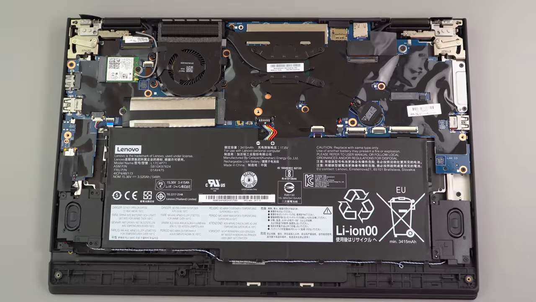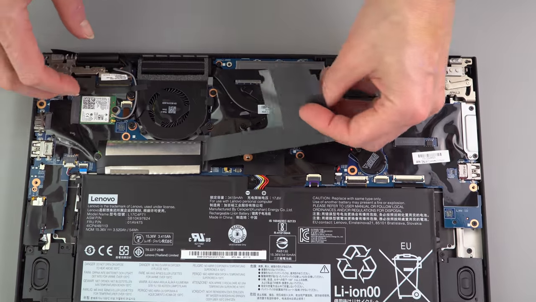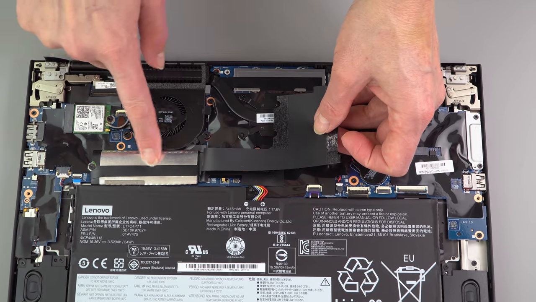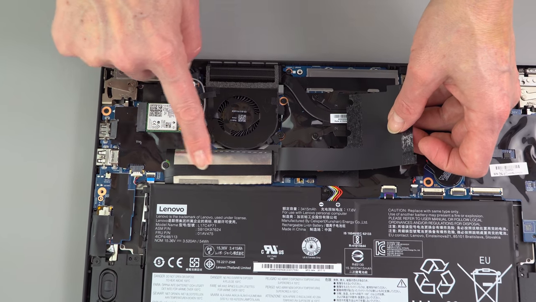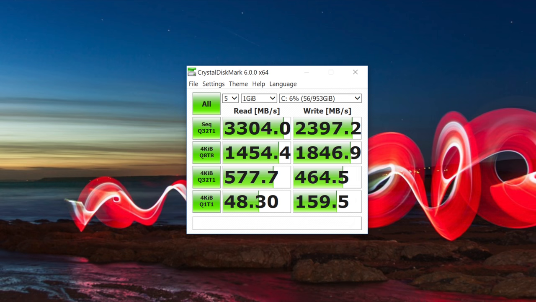PCIe NVMe SSDs are standard, and what that means is the fastest kind of M.2 SSDs you can put in a laptop. So that's good stuff right there. And also, they're using the new Samsung PM981, one of the first laptops, like the X1 Carbon I said before, that I've seen actually using that drive. So great performance there as well.